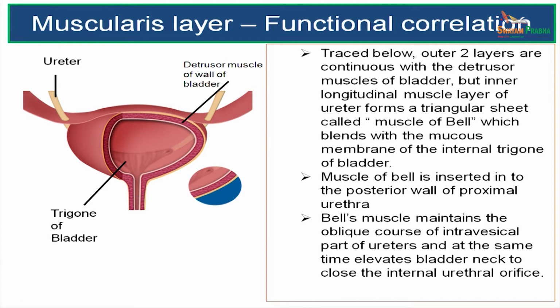So, why do you need such an arrangement? The Bell's muscle maintains the oblique course of the intravesical part of the ureter, and it elevates the bladder neck. This is the neck of the bladder. It elevates the bladder neck in order to close the internal urethral orifice. That is the functional correlation of the muscular layer of the wall of the ureter.